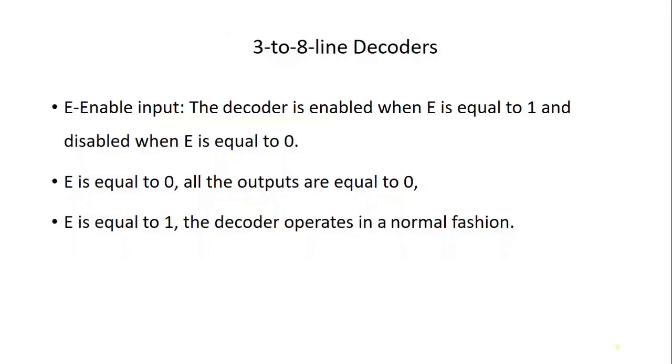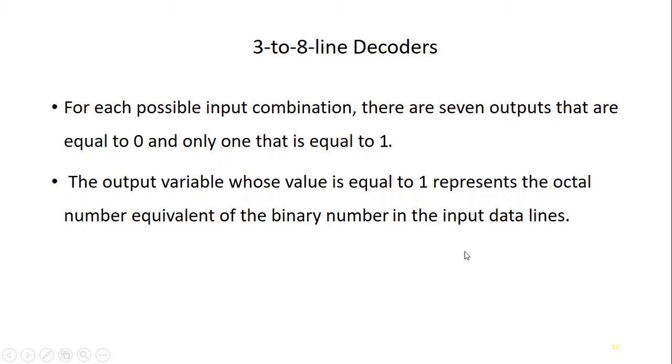The decoder has an enable input. The decoder is enabled when E is equal to 1, and it is disabled when E is equal to 0. When E is equal to 1, the decoder operates in the normal way. For each possible input combination, there are 7 outputs that are equal to 0 and only one output that is equal to 1. The output variable whose value is equal to 1 represents the octal number equivalent of the binary number in the input data lines.